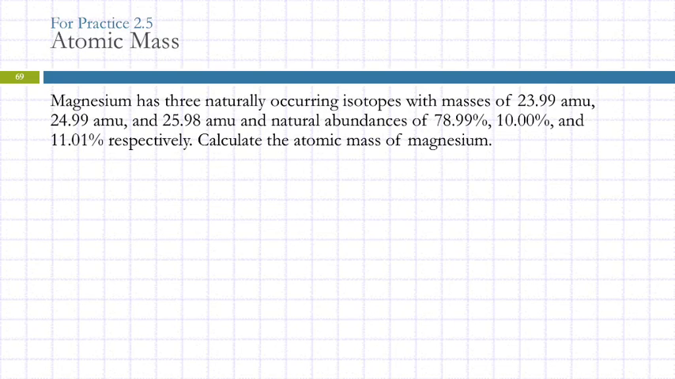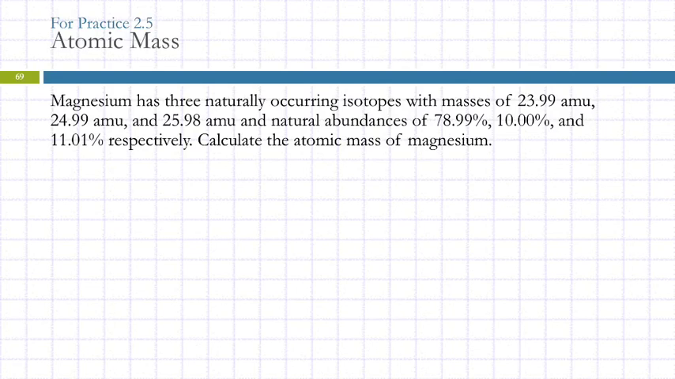Let's do an example. Magnesium has 3 naturally occurring isotopes with masses of 23.99 AMUs, 24.99 AMUs, and 25.98 AMUs. Natural abundances of 78.99%, 10%, and 11.01% respectively. Calculate the atomic mass of magnesium. This is not a dimensional analysis problem. We have to use a formula or an equation.